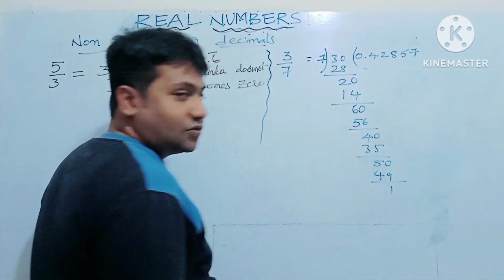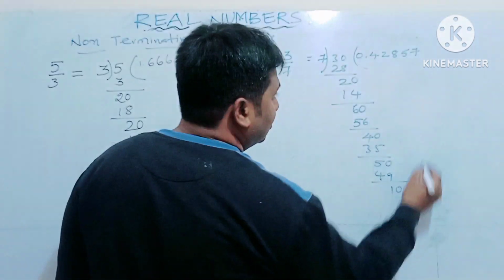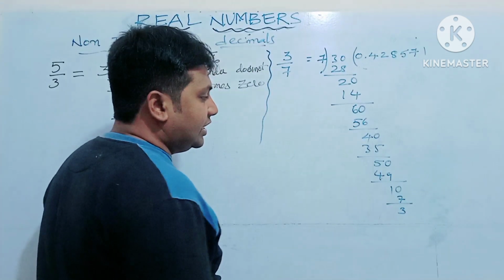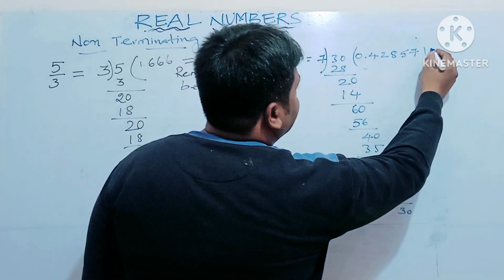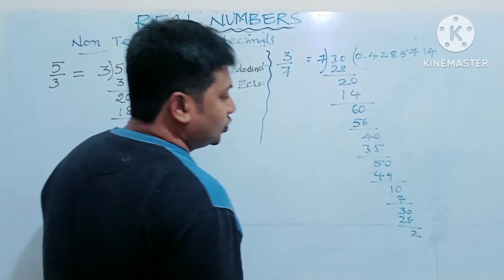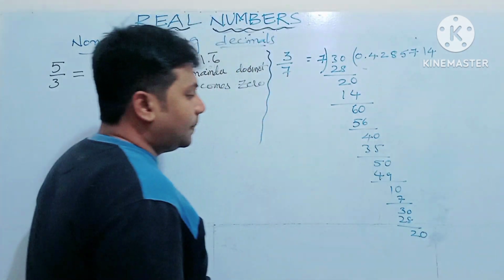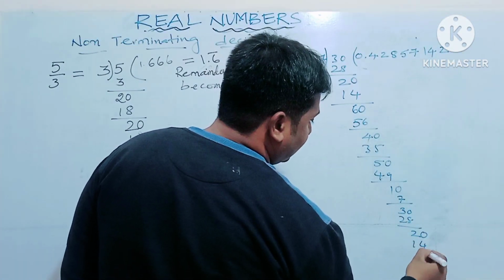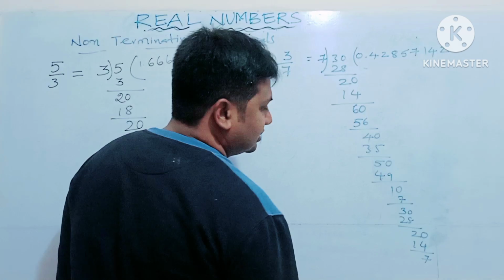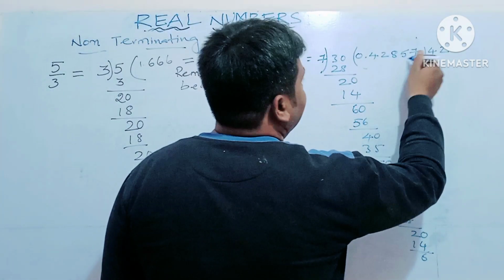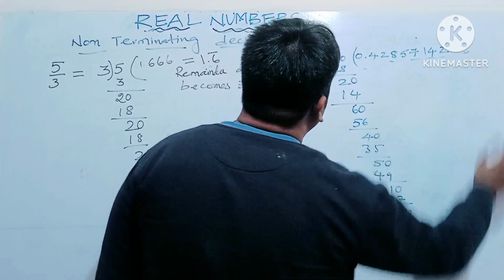Then again 0. 7 7s are 49. The remainder is 1. Then again 0. 7 1s are 7. The remainder is 3. Then 0. Then 7 4s are 28. The remainder is 2. Then again 0. 7 2s are 14. The remainder is 6. In this way the number continues.